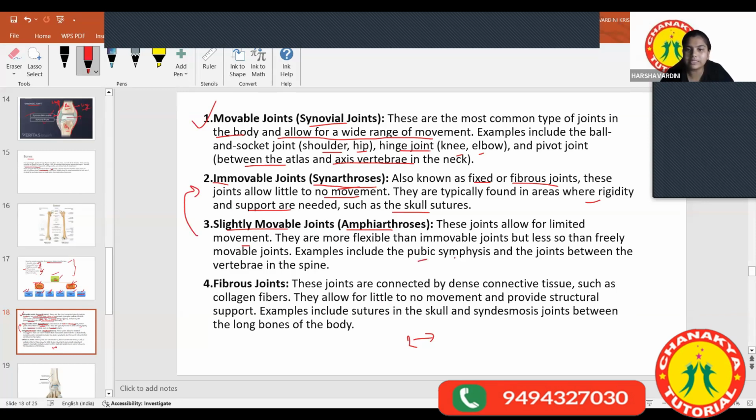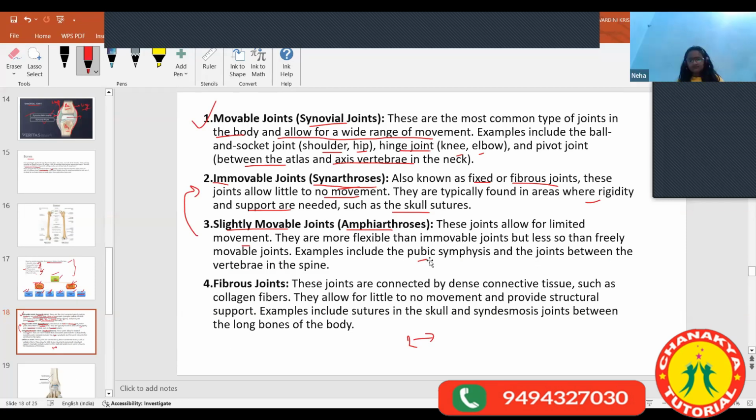Examples include the pubic symphysis and the joints between the vertebrae in the spine. A very good example is your spine. Spine is your backbone. Do you know where the backbone is? You can move the backbone, but not very freely like your elbow. You can move to this extent, and in front you can go, but even when you go fully, it's not fully flexible.